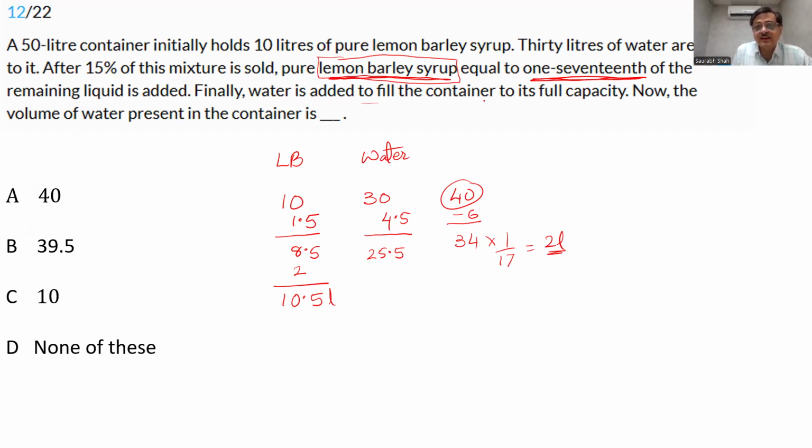Finally, water is added to fill the container. The container is filled to the full, which means 50 liters. I don't need to calculate how much water I am adding. There is no need to calculate that. 50 liters is the total, out of which 10.5 liters is lemon barley syrup. Simply subtract 10.5 from 50. 50 minus 10 would be 40, so 50 minus 10.5 is 39.5 liters of water. The correct answer is option B, 39.5.